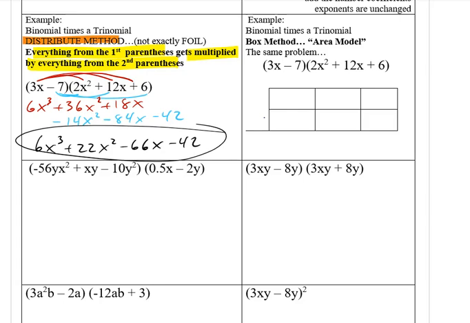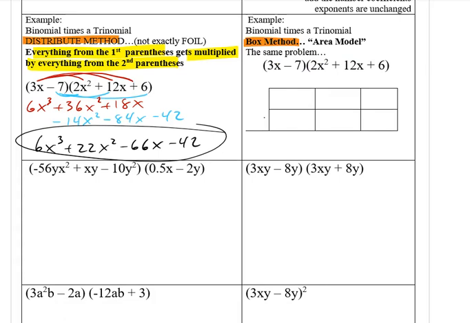So that is the distribution method, or the distribute method. The other method I'm going to show you is the box method. And we're going to kind of show you, so I have a 2 by a 3, so I have 2 boxes by 3. So I'm going to kind of align them.